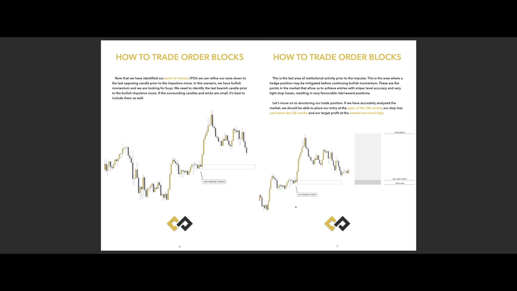All right, so let me just go through this step-by-step, because I think it's very important that I articulate what I've written in the book here, and then we'll go into the real chart examples.